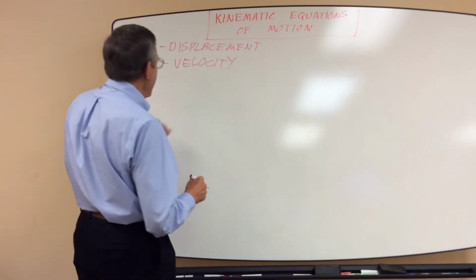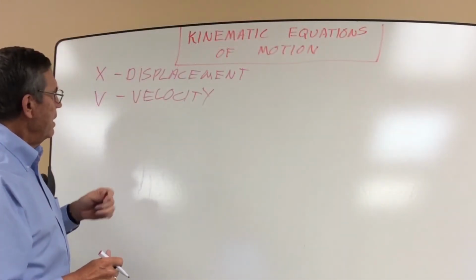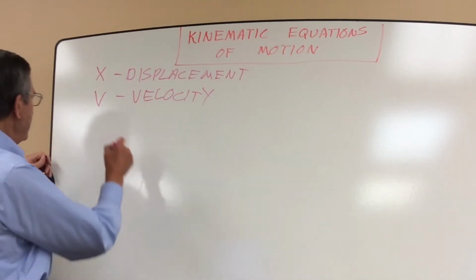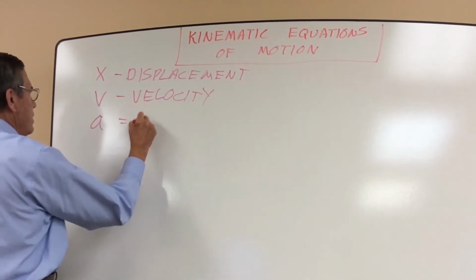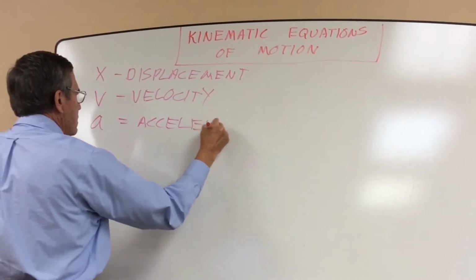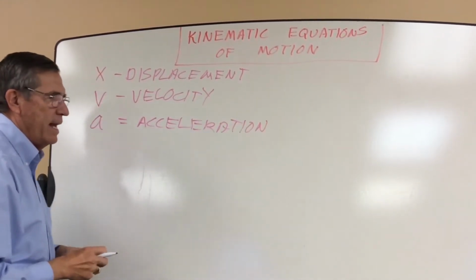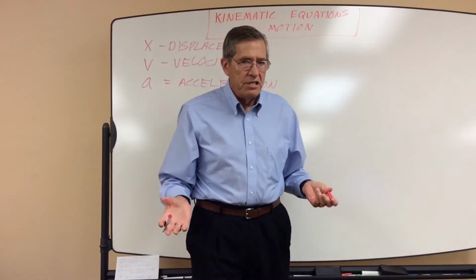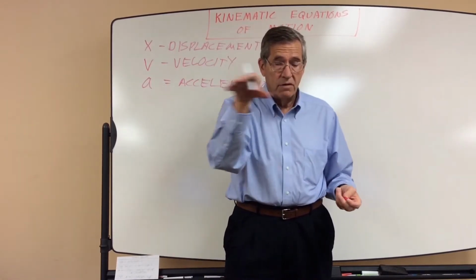Okay? Now, in a lot of motions, we also have a change in velocity, and that is called acceleration. We use that A for that symbol. Okay? And that just indicates how fast you're changing your velocity. If you're not changing your velocity, then there's no acceleration. You're going at a constant speed or constant velocity.